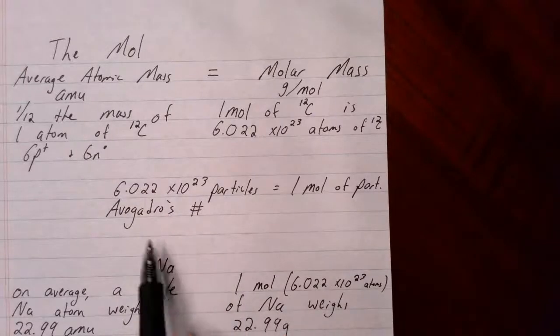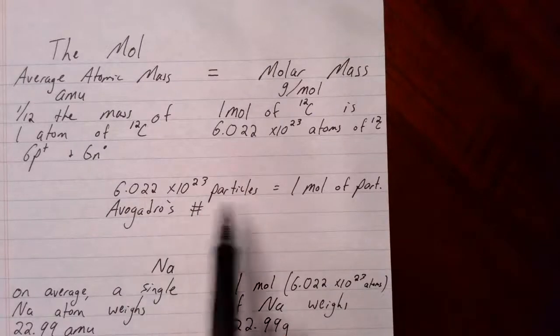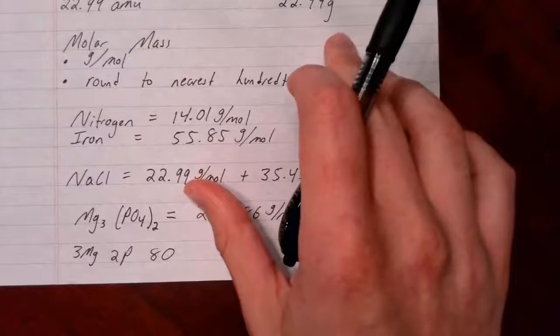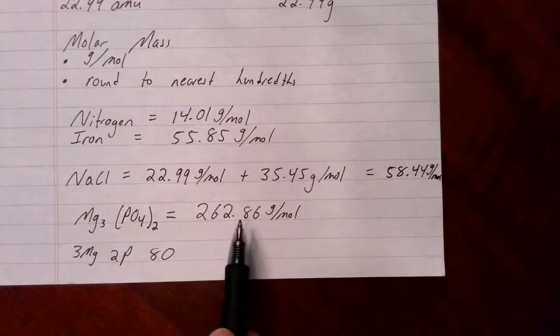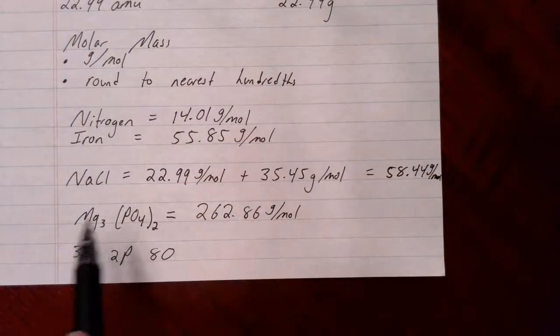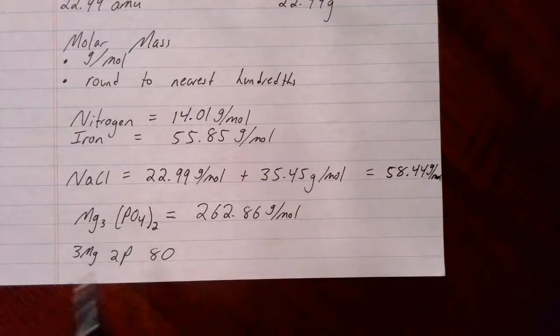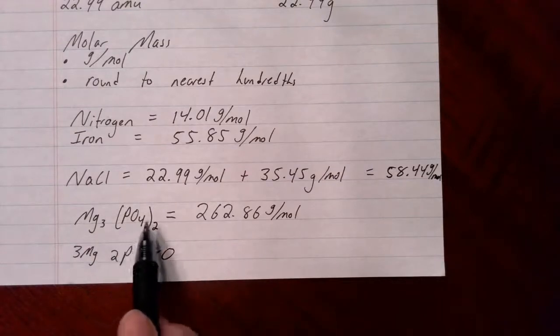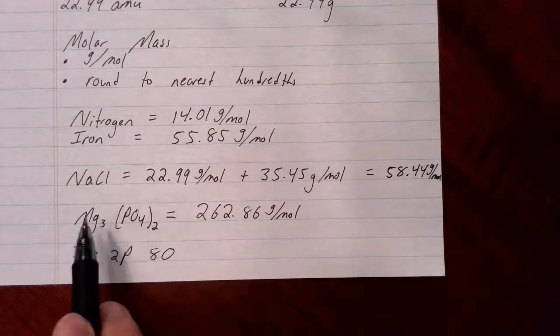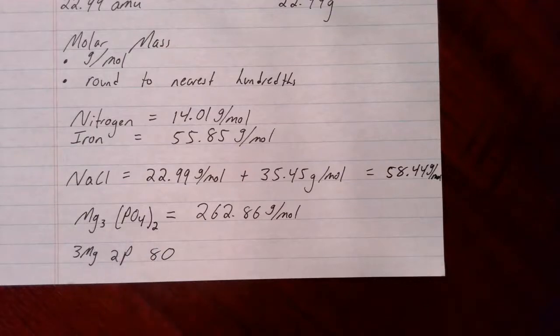So that's why we wrote the definition for Avogadro's number as number of particles. Because whatever we're describing, whatever the molar mass is, that's what Avogadro's number describes. So there are an Avogadro's number of magnesium phosphate molecules, not necessarily magnesium or phosphorus atoms individually.